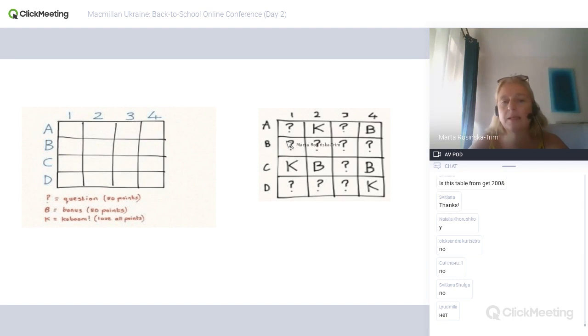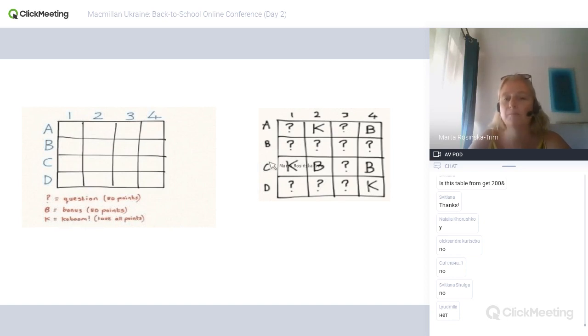Students have to draw something like this, from A, B, C, D, and 1, 2, 3, 4. And then decide where they want to put question marks, letter K and letter B. Now, a question mark is a question that they will have to come up with, and this is worth 50 points.